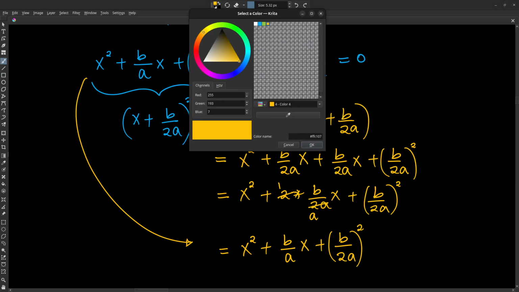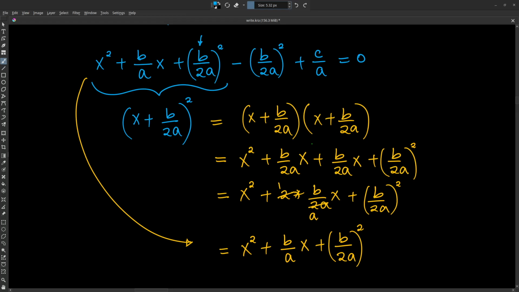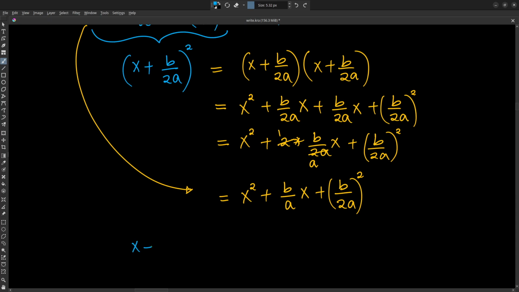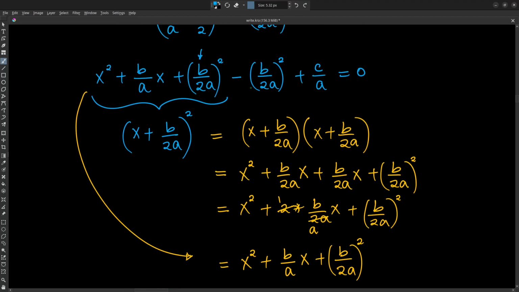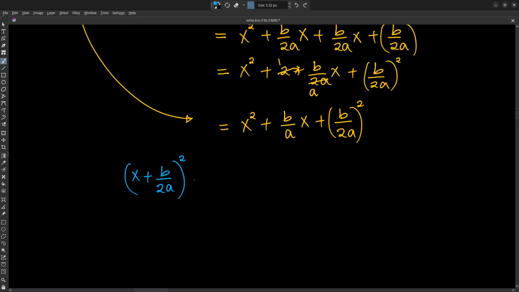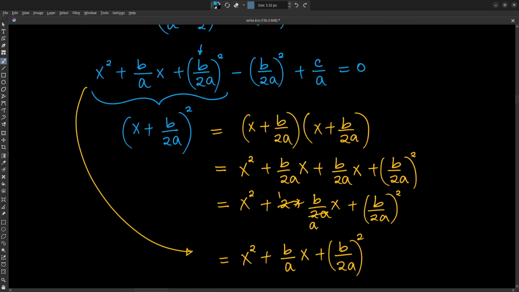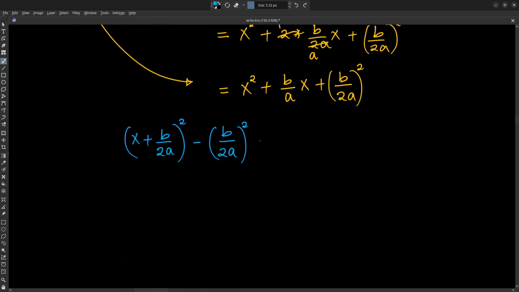So let's continue with our proof. The equation now becomes x plus b out of 2a squared. Then the next term is minus b out of 2a squared. The next term is plus c out of a, and all this equals 0.